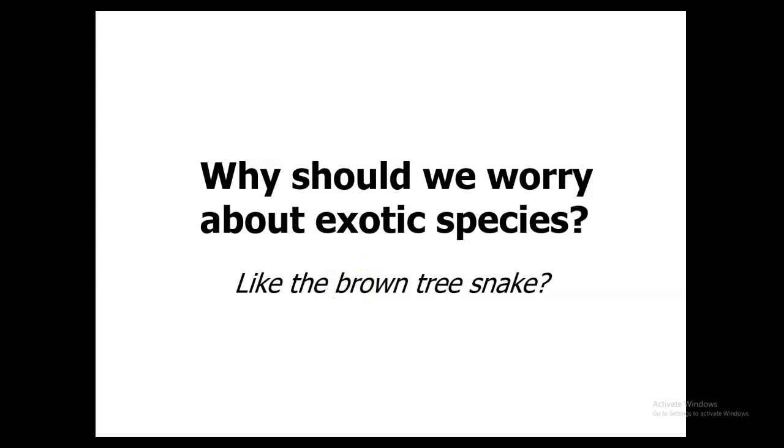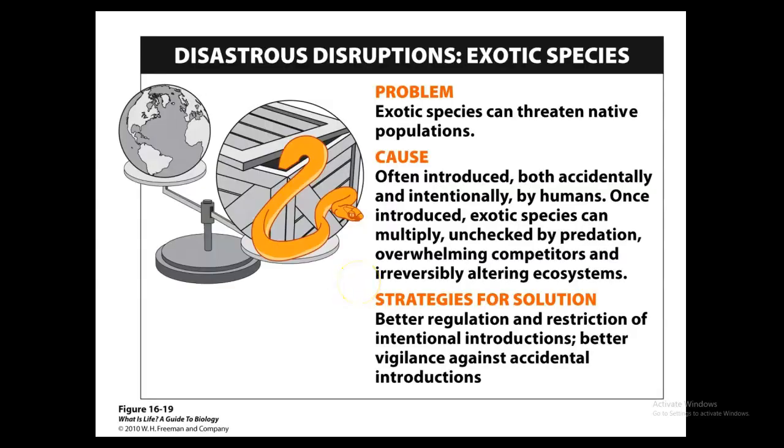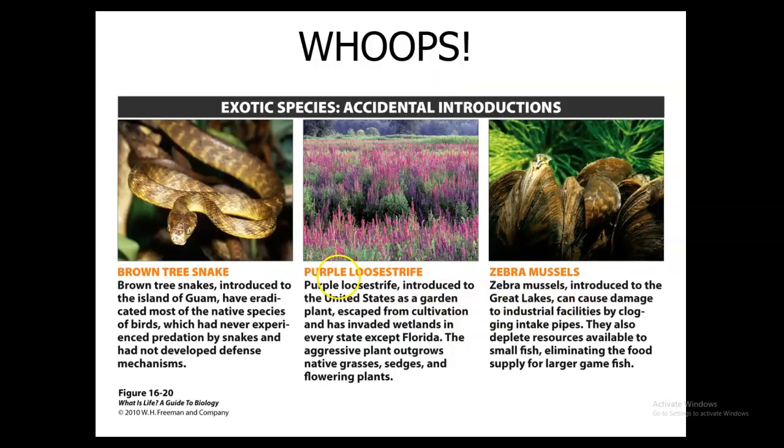So why would we worry about exotic species, like, for example, the brown tree snake? Well, it could cause disastrous disruptions to the areas they go to. They can threaten the native populations, for example. Once introduced, it could cause problems with the animals that are there. It could cause sickness or illness. They could grow unchecked, or they can mess up the habitat in that area and even cause plants to go extinct.